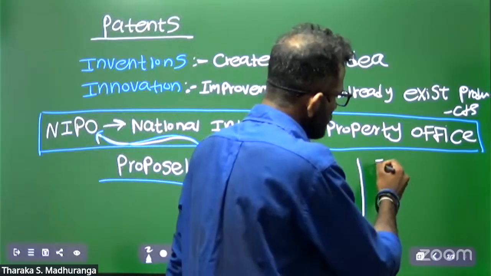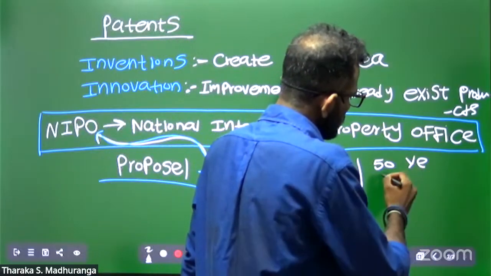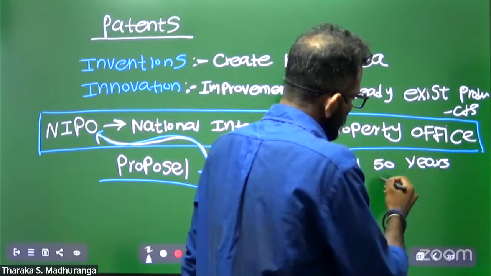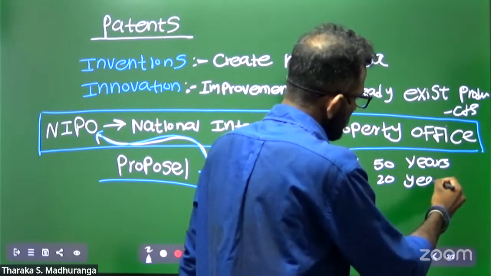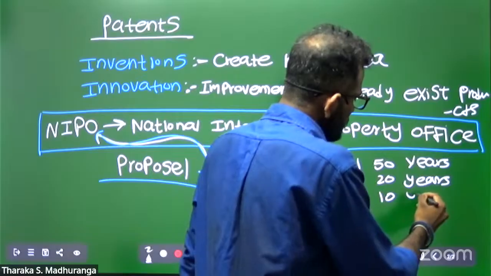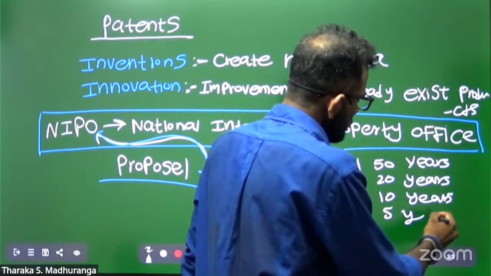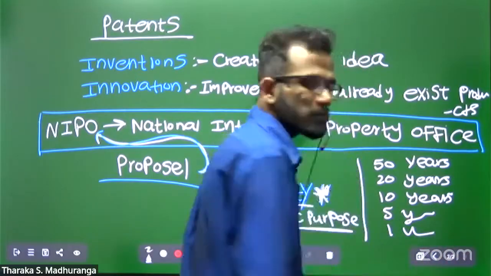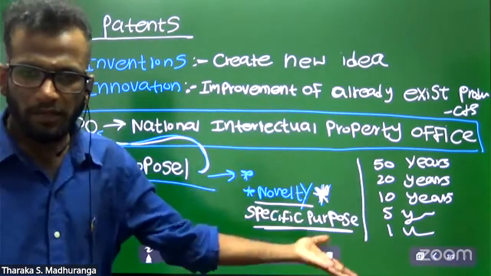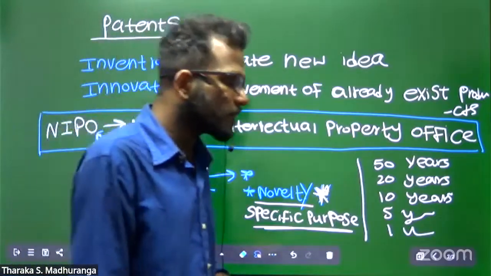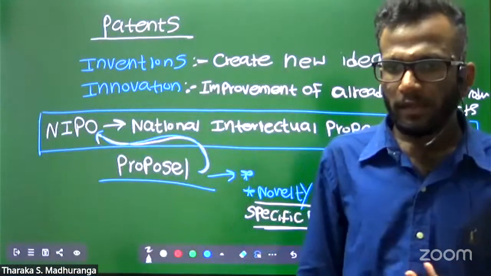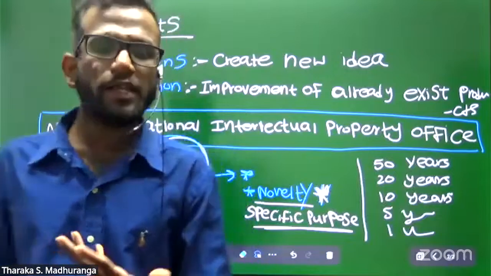Is it 50 years, 20 years, 10 years, 5 years, or 1 year? What do you think? Very good. Normally, patent is given for 20 years. Patent is given for 20 years.